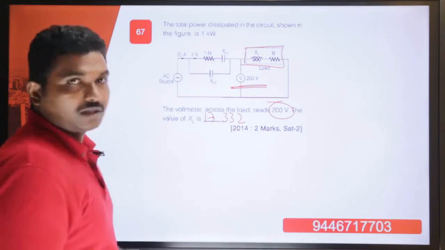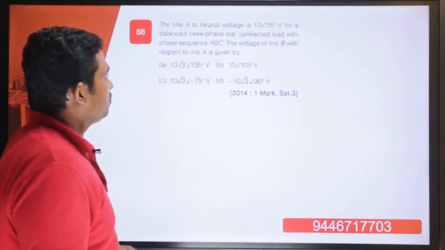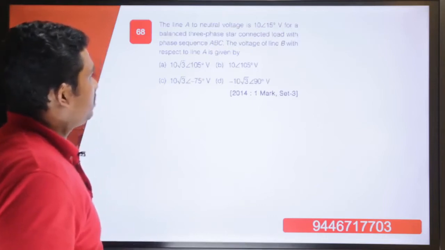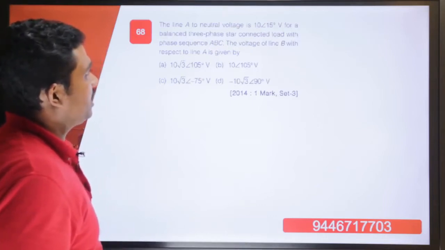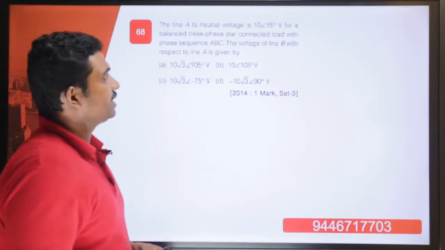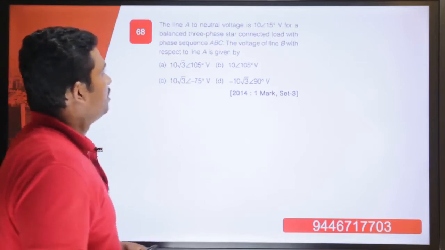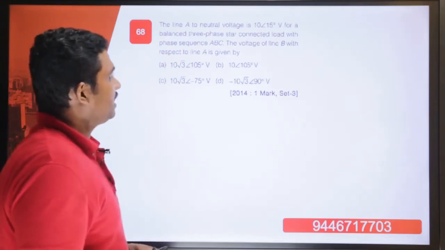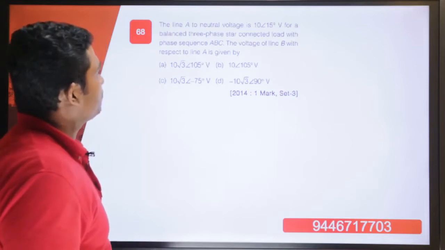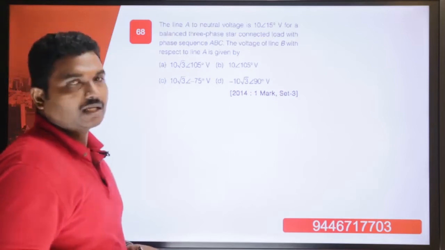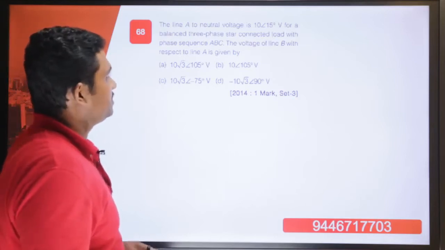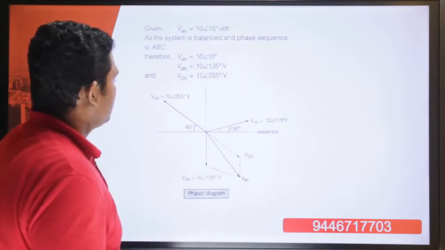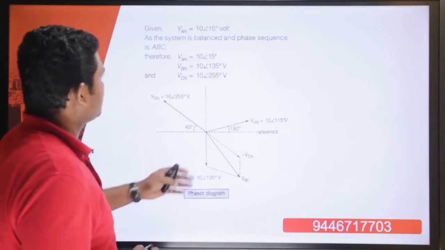So that is about question number 67. Now moving into question number 68. The line A to neutral voltage is 10 angle 15 degree volt for a balanced 3-phase star connected load with a phase sequence ABC. The voltage of line B with respect to line A is given by. So we are having a balanced 3-phase star connected load with a phase sequence ABC, and the neutral voltage of A is given. This is the phasor diagram.